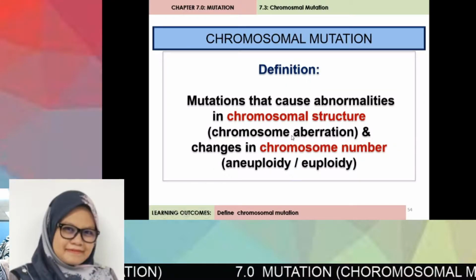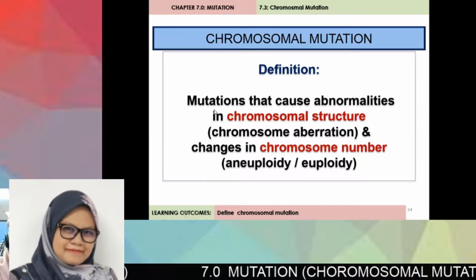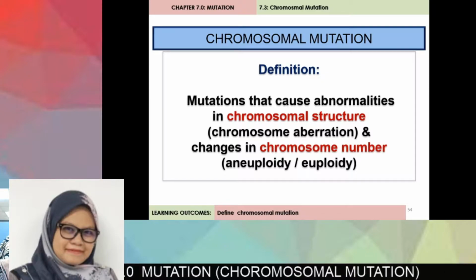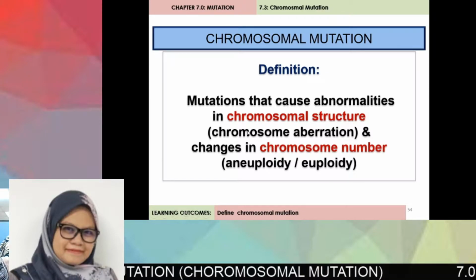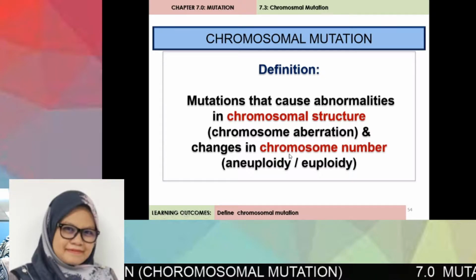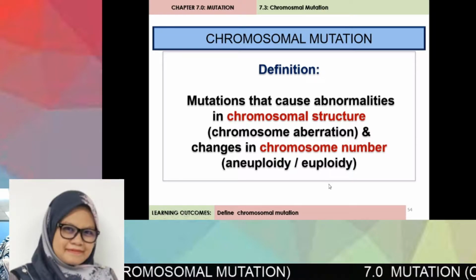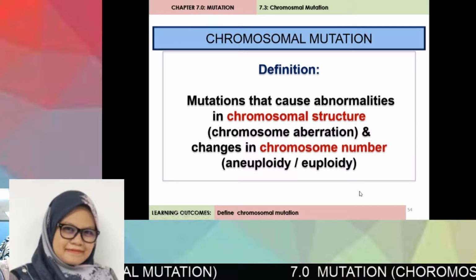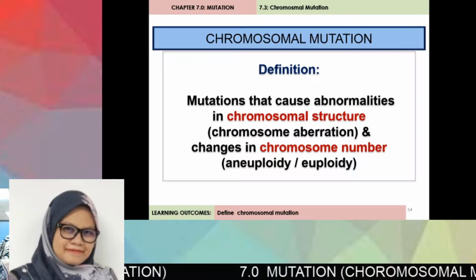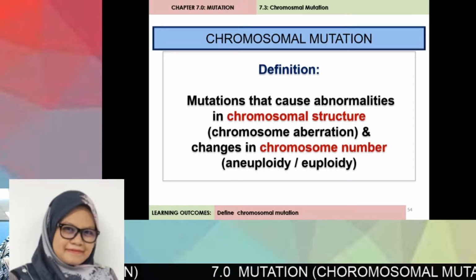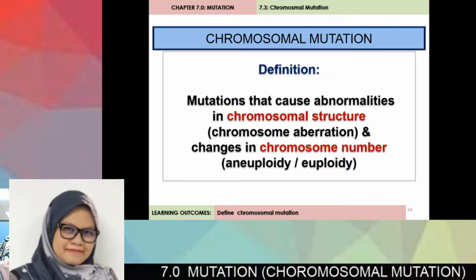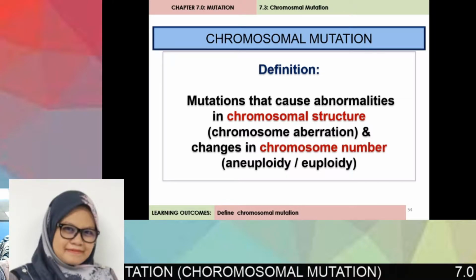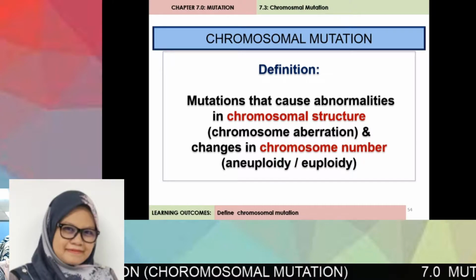Alright, so chromosomal mutation, the definition is a mutation that causes abnormalities in chromosomal structure, also known as chromosomal aberration, and change in chromosome number. This is referred to as Aneuploidy or Euploidy. In simple definition, you can say that chromosomal mutation is a mutation that causes abnormalities in chromosome structure and change in chromosome number. So maksudnya sekarang ni kita lebih kepada besar.